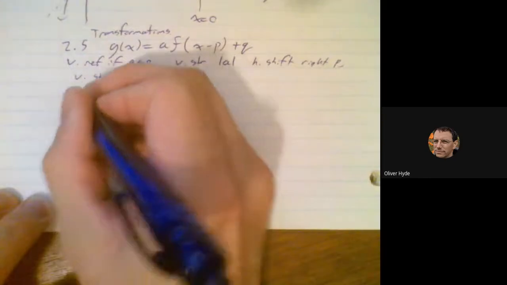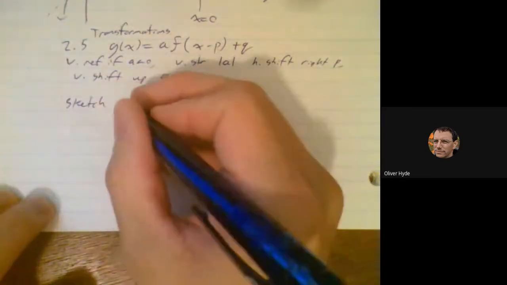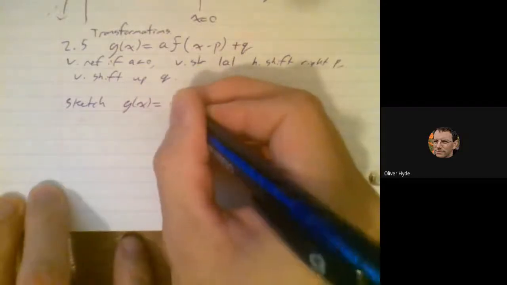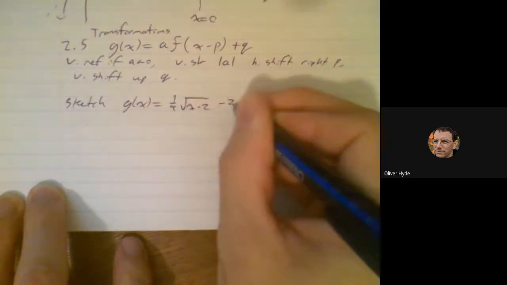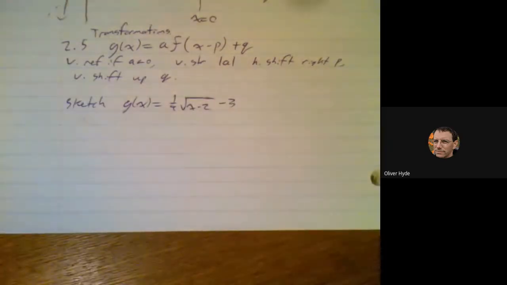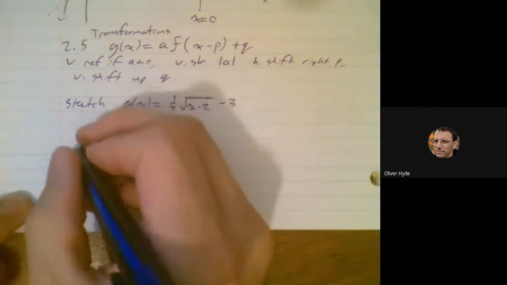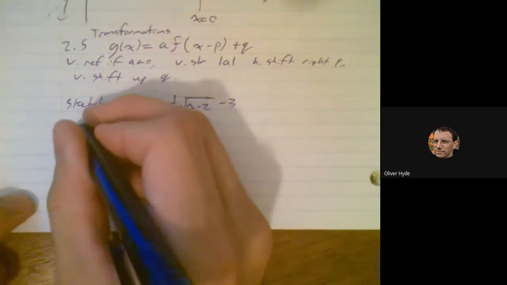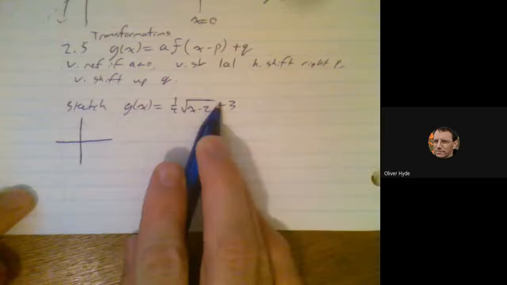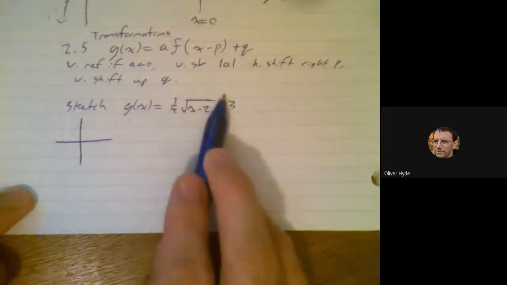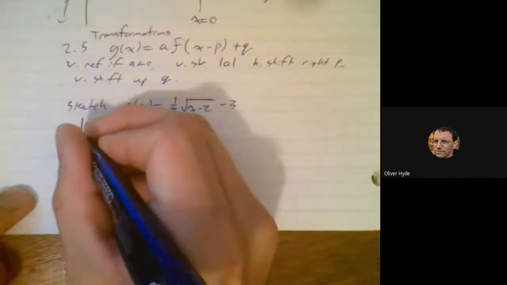So let's try sketching g of x equals 1/4 times the square root of x minus 2, minus 3. I think I'll work my way up here and sort of show the different transformations as I go. So I want to start with my parent. I recognize my parent function. There's no bracket and then a square here, so I'm not transforming a quadratic. It's a square root of. I'm transforming a parent radical.